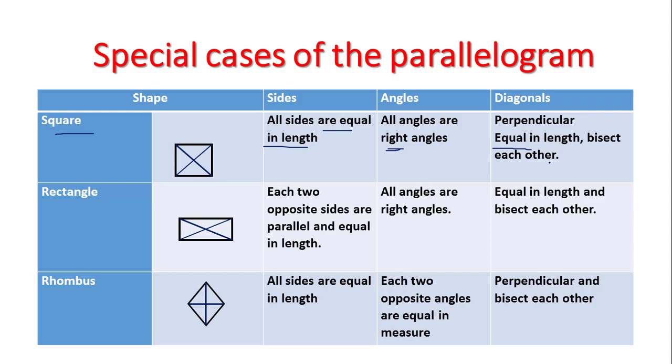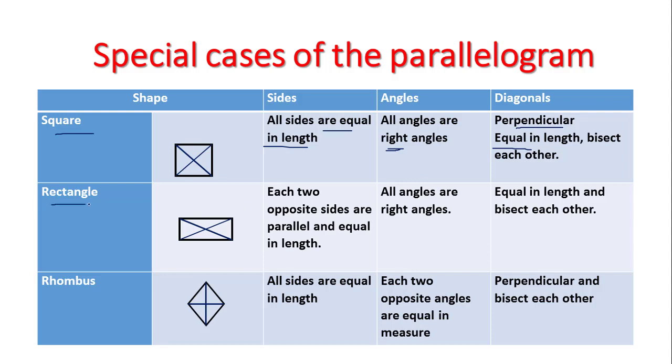We said that we have special cases of the parallelogram. All the shapes here, square, rectangle, and rhombus, have the same properties of the parallelogram and much more. All the properties of the parallelogram are satisfied in the square, in the rectangle, and in the rhombus, and in addition, for example, in the square the angles are 90, and the diagonals are equal in length, bisect each other, and are perpendicular.